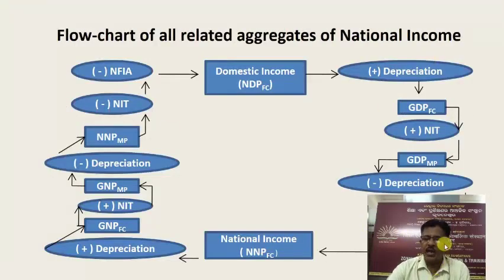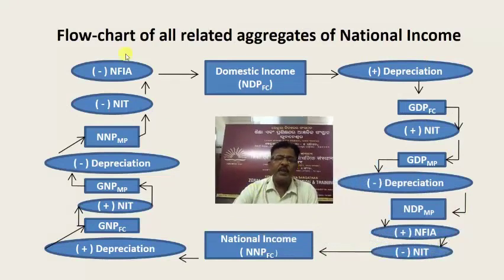Then a flow chart for your understanding of all the related aggregates of national income. Be clear about this. You start with domestic income and national income. The first aggregate in domestic income, in the net concept, is net domestic product at factor cost. You can start anywhere, but you have to understand it in a directional way.